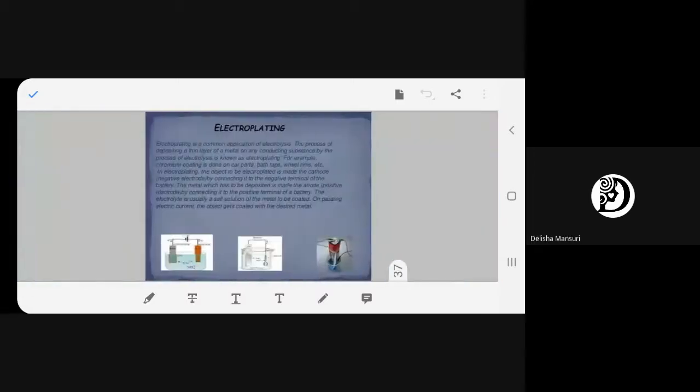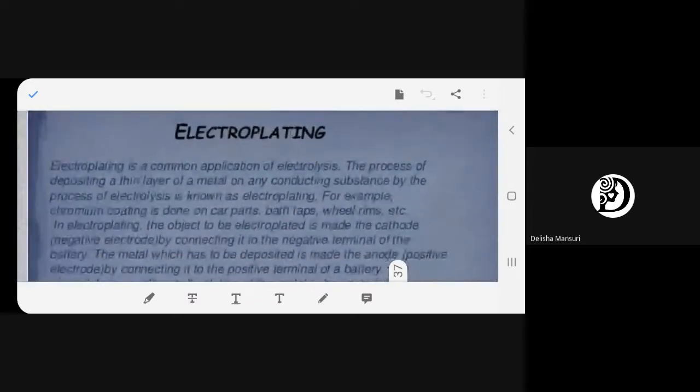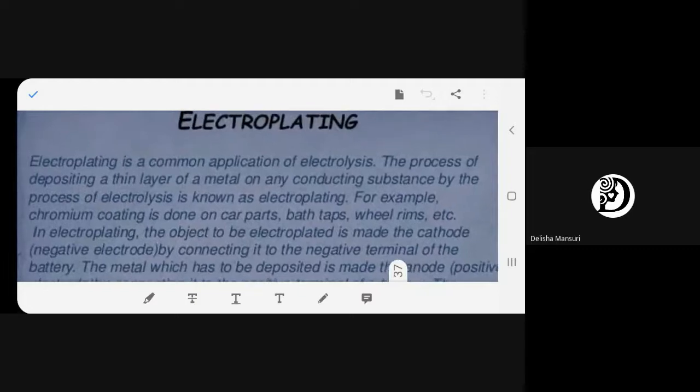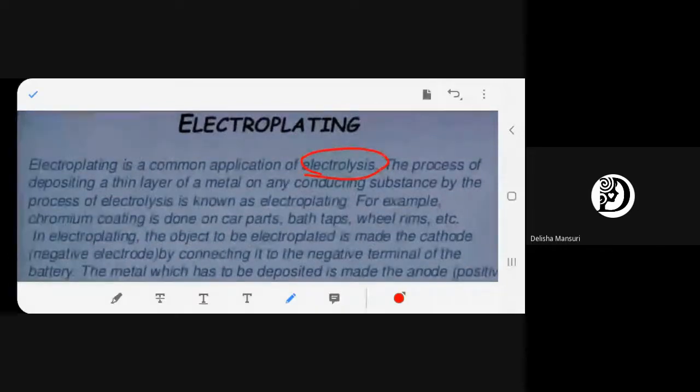Things are clear. Okay. Now we come to a new topic that is called electroplating. The same electrolysis is used for electroplating. Electroplating is a common application of electrolysis. So understood, beta? What did I say just now? That we are using this phenomenon for one process, and that is called electroplating.